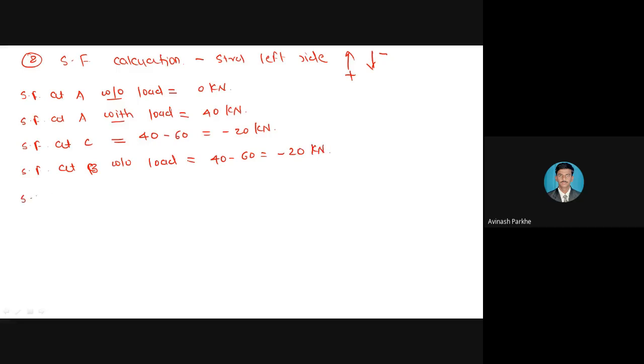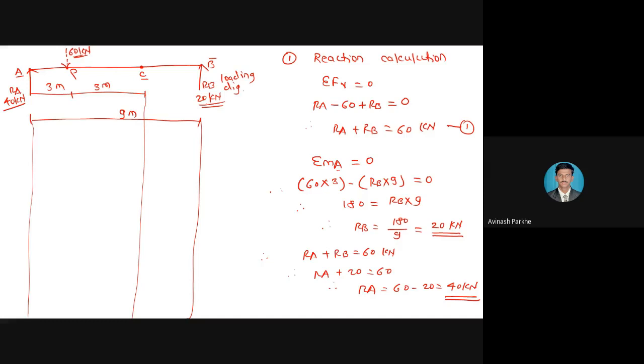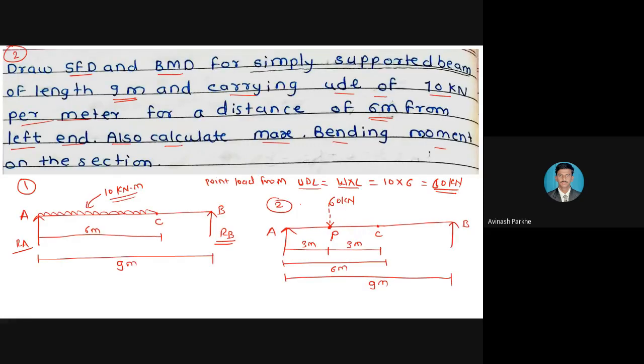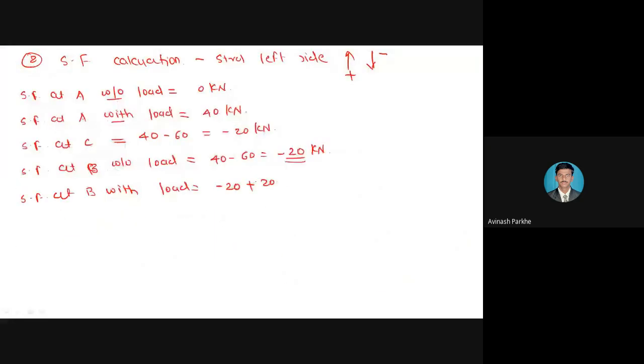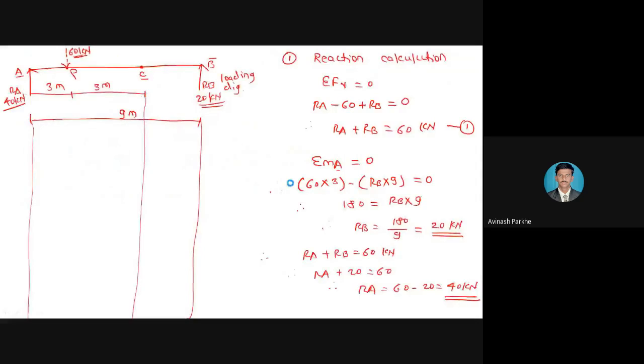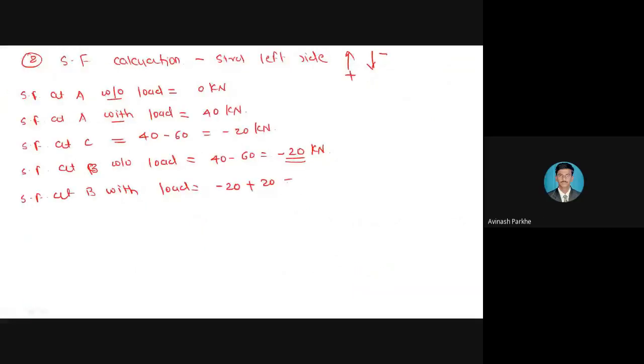And last, SF at B with load. This minus 20 as it is and plus 20, which means this 20 kilonewton is moving in the upward direction. Therefore, minus 20 is coming from the without load condition, plus 20 is the original RB we have calculated, and you will get the answer 0 kilonewton. You can say at the start and at the end, your answer will be 0.